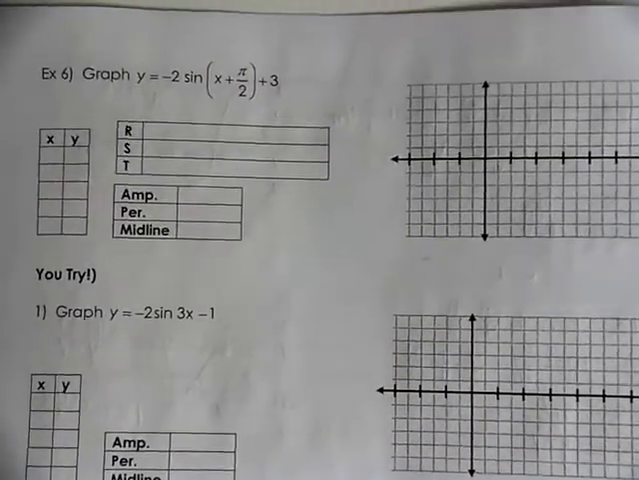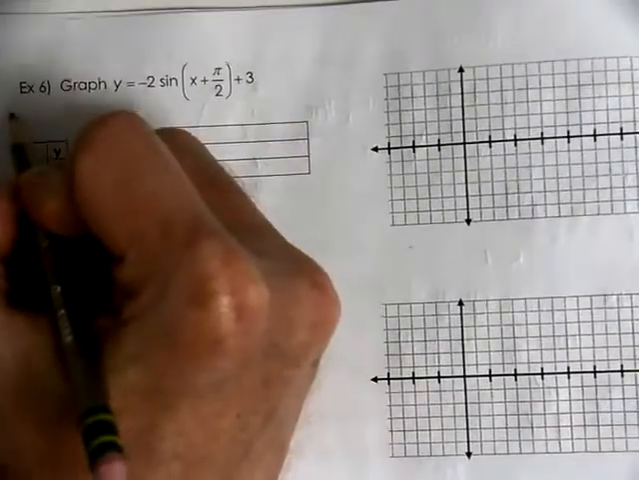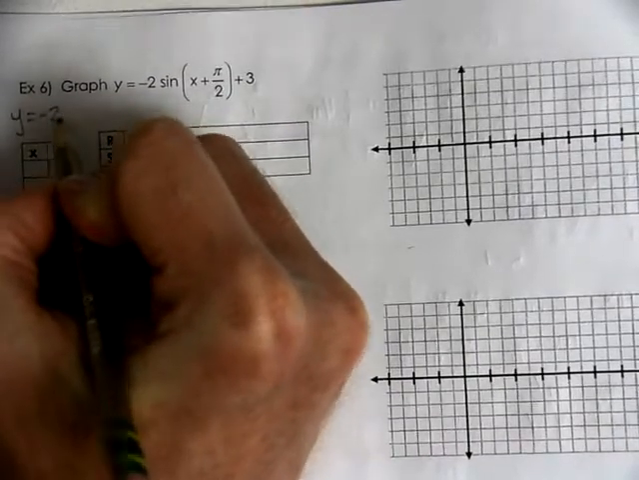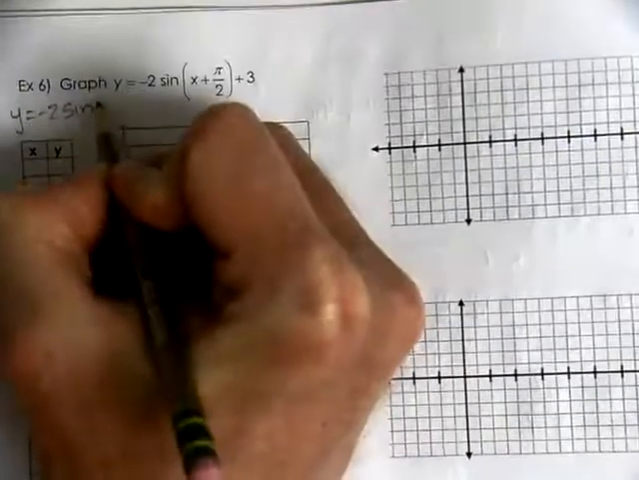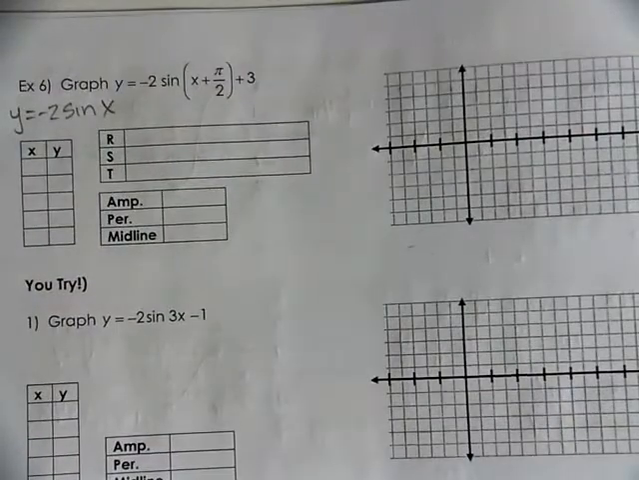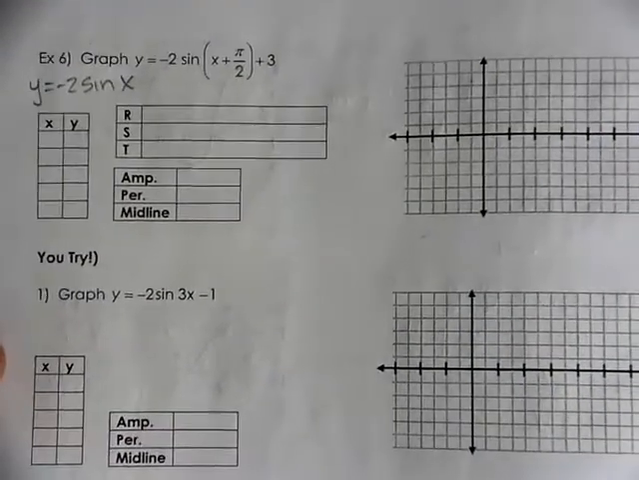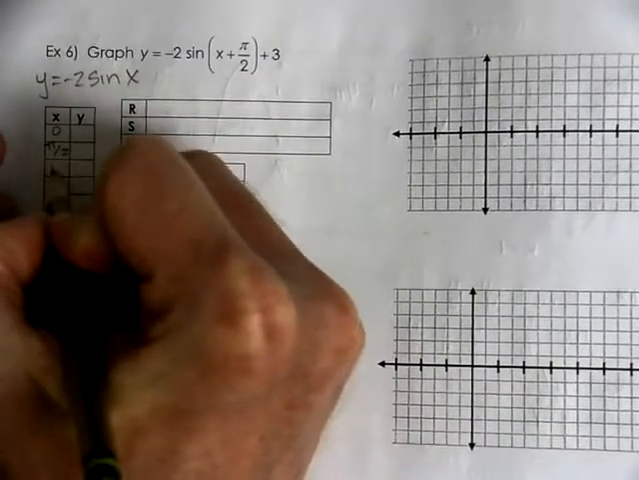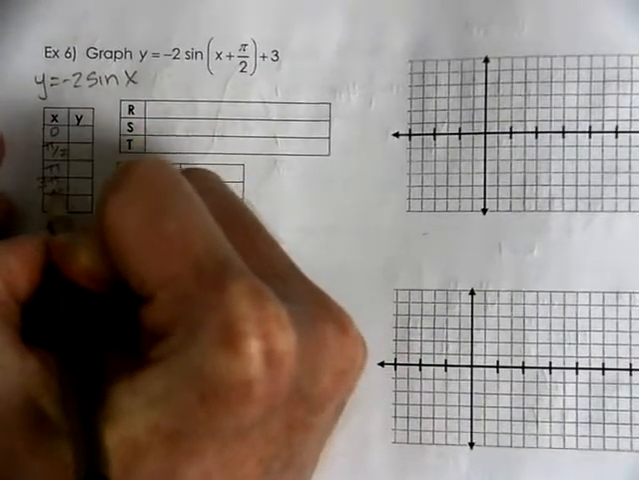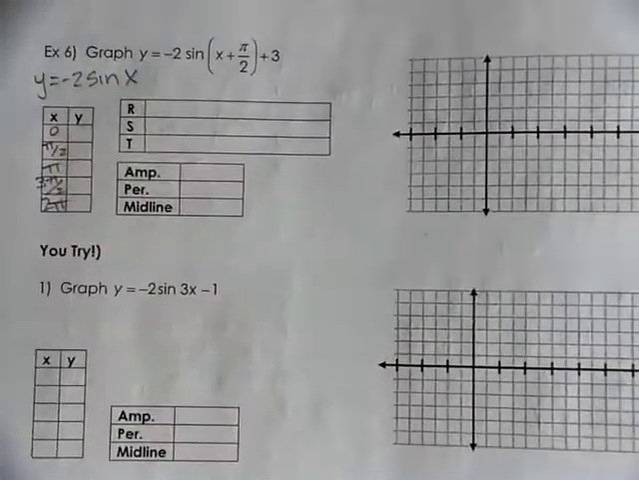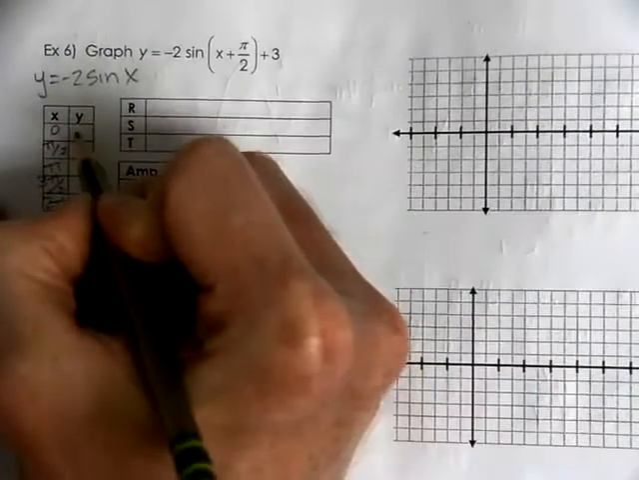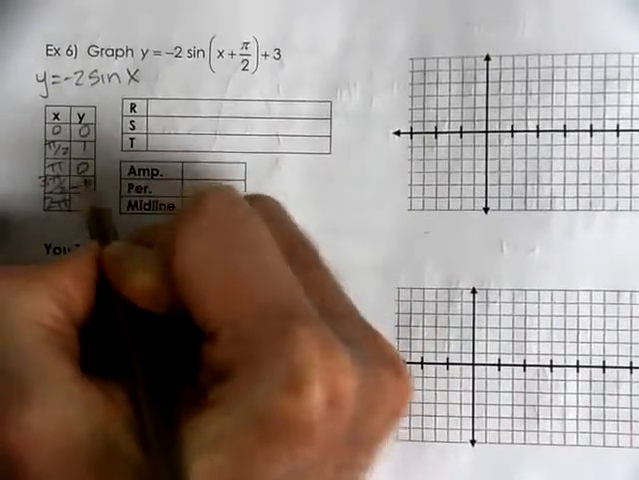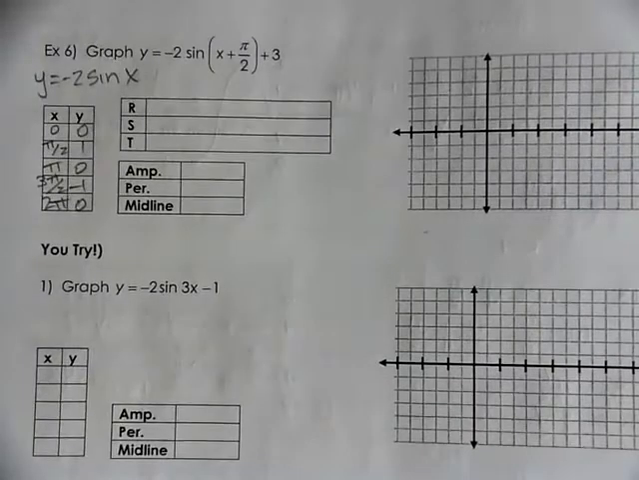Last example, then you have 2 that you can try. So this is y equals negative 2 sine of x. There's no b value for this, so it does speed things up a little bit. We have 0, pi over 2, pi, 3 pi over 2, and 2 pi. A sine graph goes by 0, 1, 0, negative 1, and 0. And we multiply by negative 2.